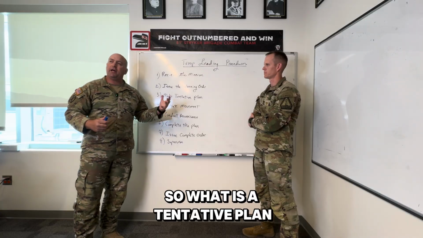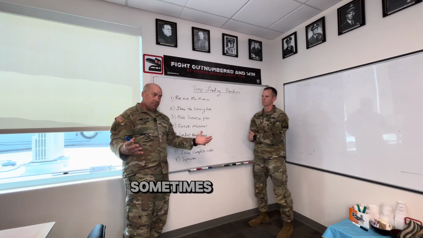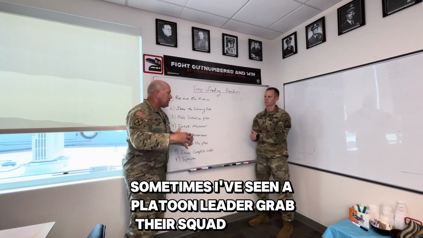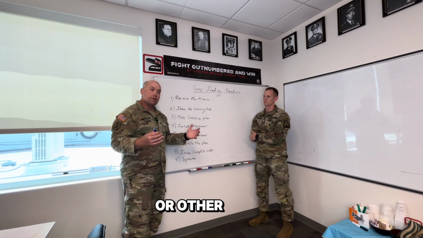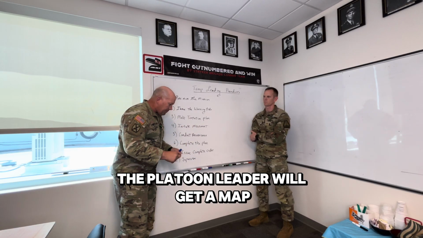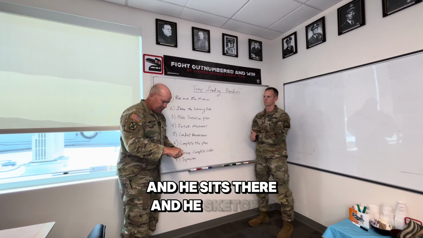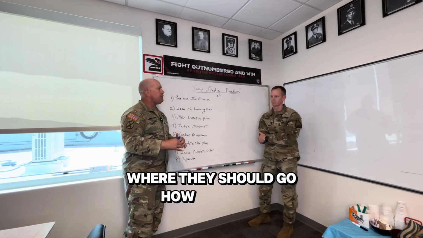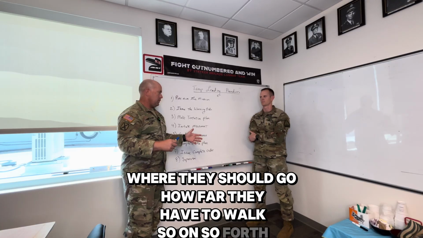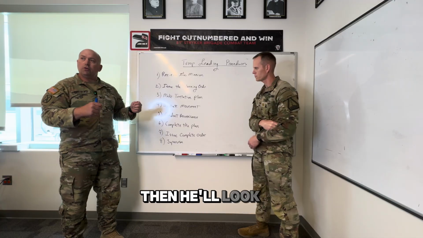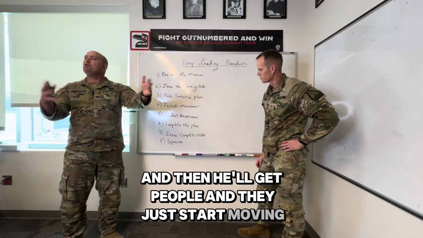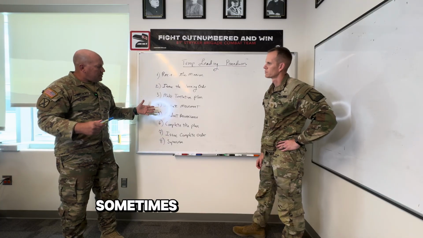So what does a tentative plan that I always see sound like? Sometimes I've seen a platoon leader grab their squad leaders, and they go in and send people out. Other times, the platoon leader will get a map and grab his FO, and he sits there and sketches out where they should go, how far they have to walk, and so on and so forth. He knows he's going to run out of time. Then he'll look at his clock and get people, and they just start moving out.